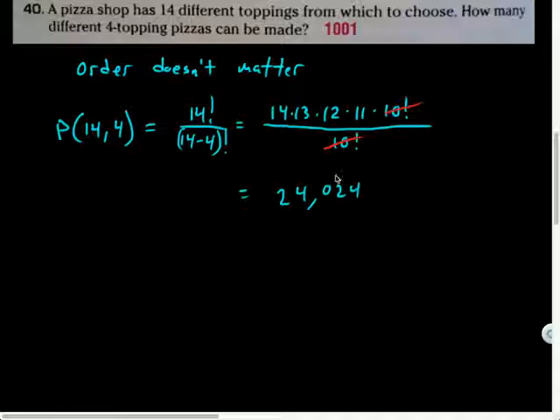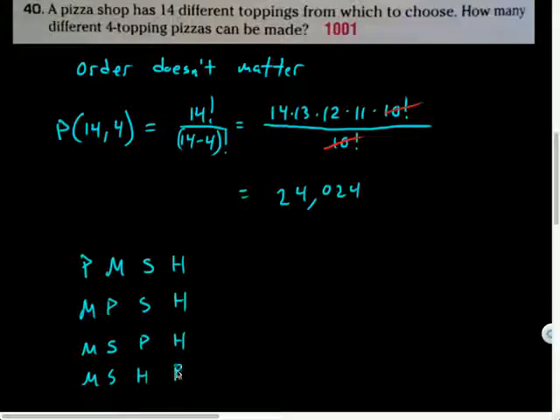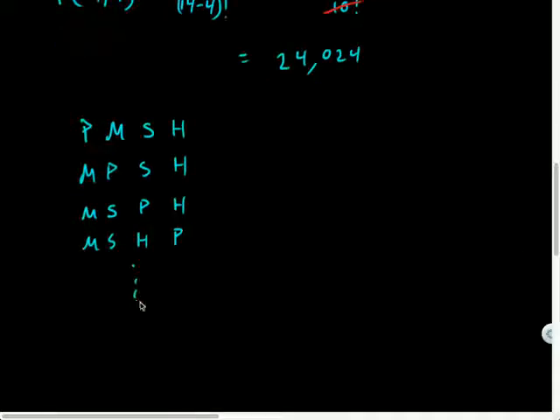by? Well, I considered, right, pepperoni, mushroom, sausage, and Hamburg to be different than mushroom, pepperoni, sausage, and Hamburg, right? And that's different than mushroom, sausage, pepperoni, Hamburg, which is different than mushroom, sausage, Hamburg, pepperoni. And this could just keep going. And my question is, how many ways could I have arranged the same 4 toppings? 4 ways.